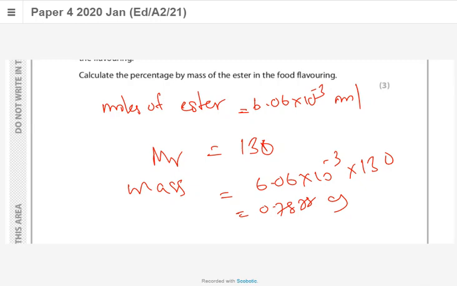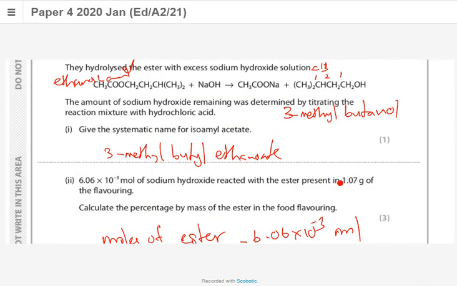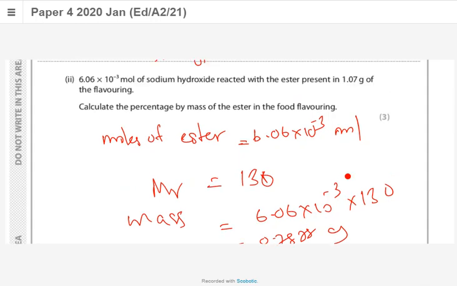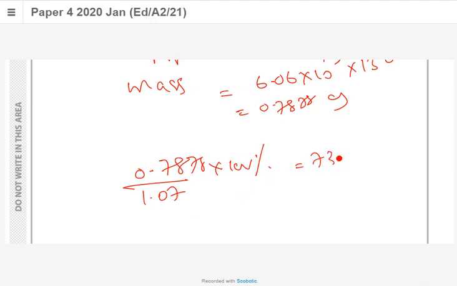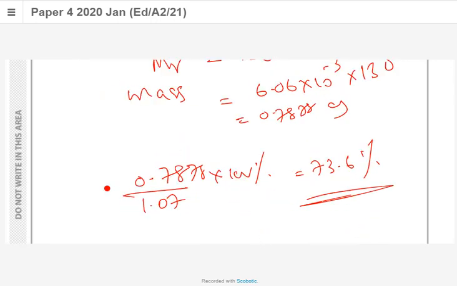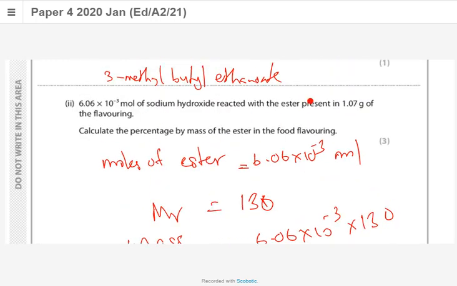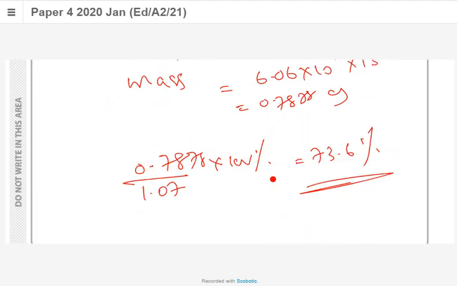That's the mass. So the actual mass is this. This is the expected mass, 1.07. So the 1.07 is the mass of the flavoring. Actually, you have the substance, this amount. You can find the percentage. It's 73.6. So this amount of flavoring, 1.07, actually has 0.7878 grams of ester, so we scale to 100% and get the percentage by mass of the ester in the food flavoring.